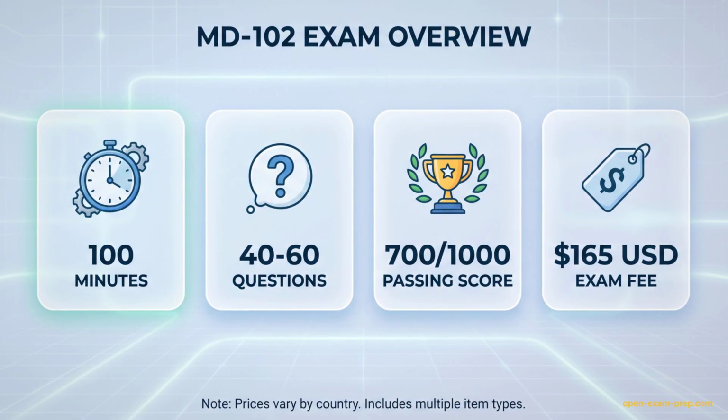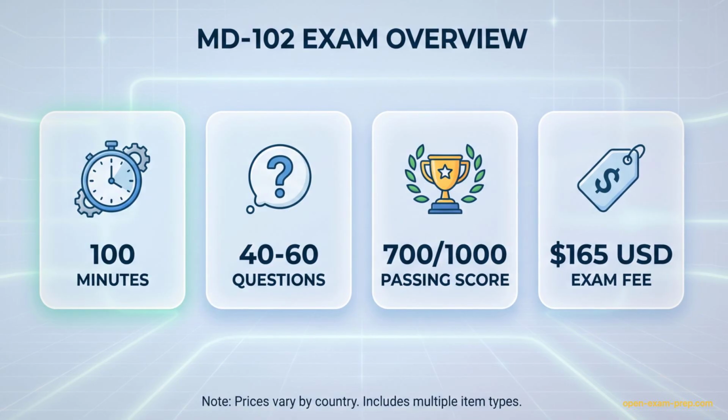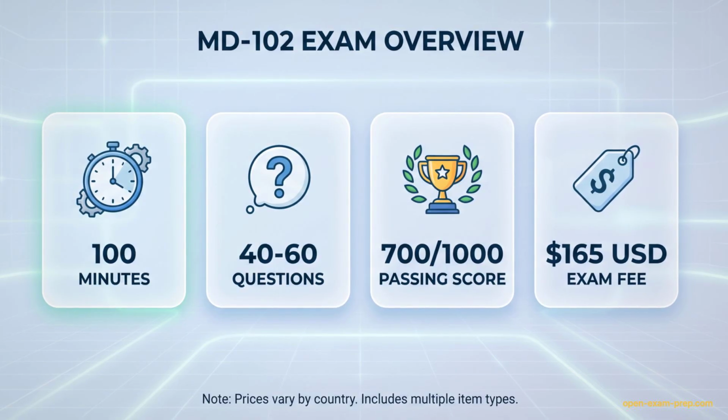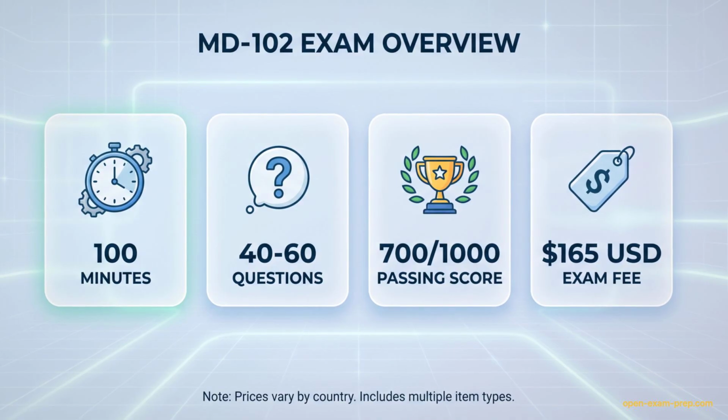Let's break down the exam logistics. You'll have 100 minutes to tackle 40 to 60 questions, and you need a scaled score of 700 out of 1,000 to pass. The exam fee is around $165 in the United States, but this varies by country.